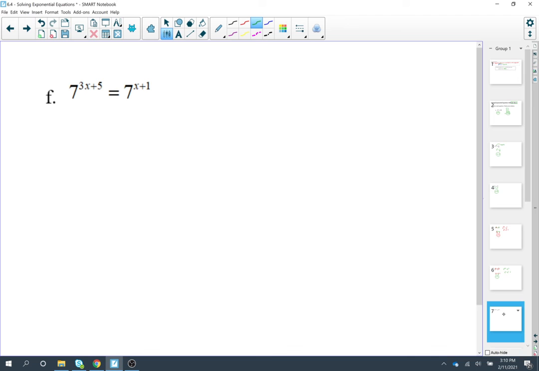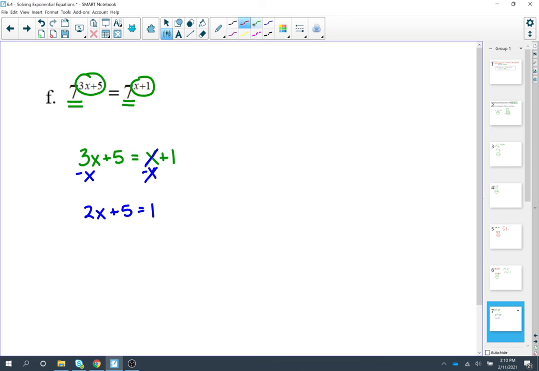Letter F, 7 to the power of 3x plus 5 equals 7 to the power of x plus 1. Again, notice that we have the same bases. If the bases are the same, that means that the exponents have to be the same. So I'm going to set up that 3x plus 5 has to be the same as x plus 1. If we solve this, I'm going to subtract x. 2x plus 5 equals 1. Then I'm going to subtract 5. 2x equals negative 4. Then I'm going to divide by 2.